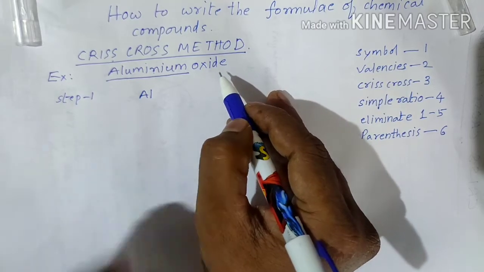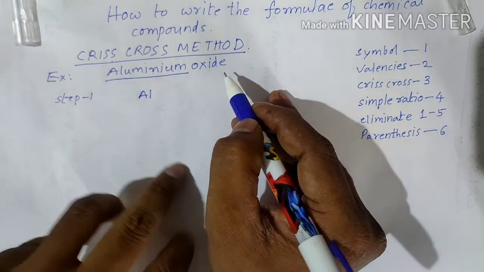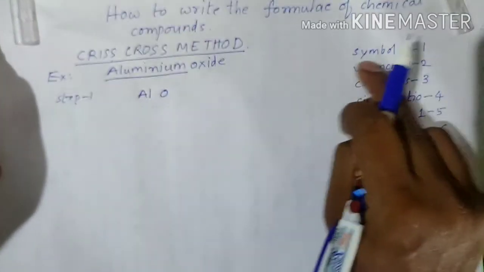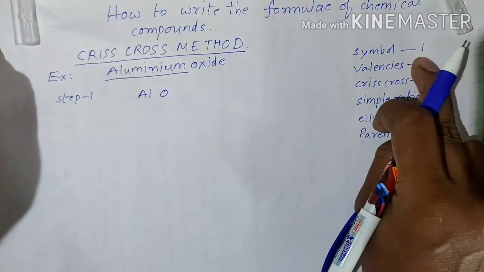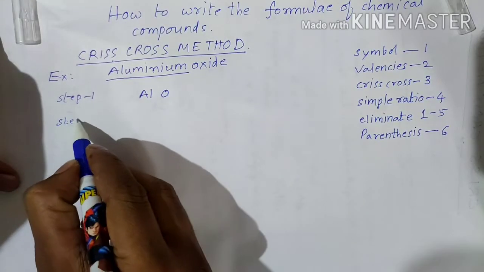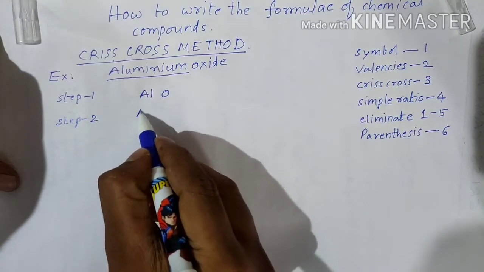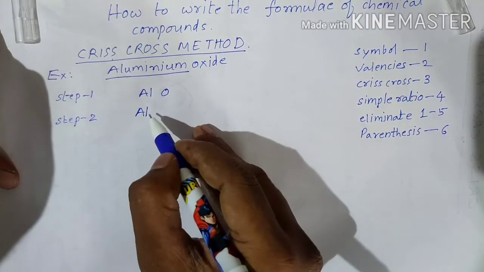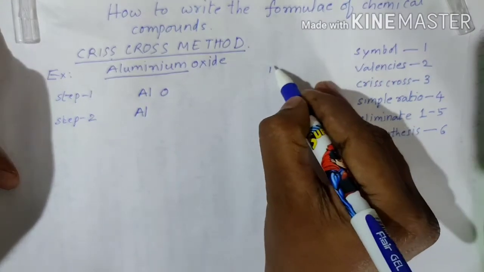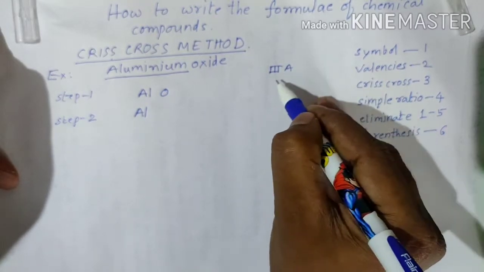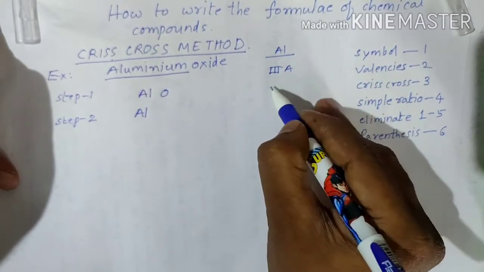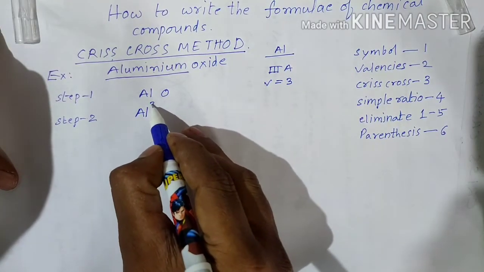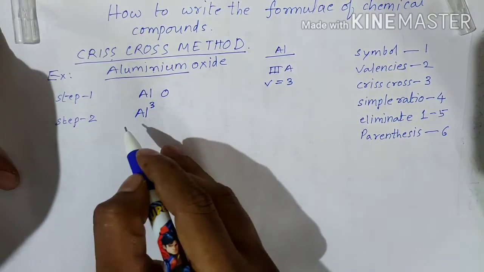You know that oxide is nothing but an anion of oxygen. So what is the symbol of oxygen? You have to write O here. So we have finished the first step, writing symbols. Now in the second step we have to write the valencies of these atoms. What is the valency of aluminum? Aluminum belongs to the third A group and its valency is 3. So simply write 3 on the top of the aluminum.